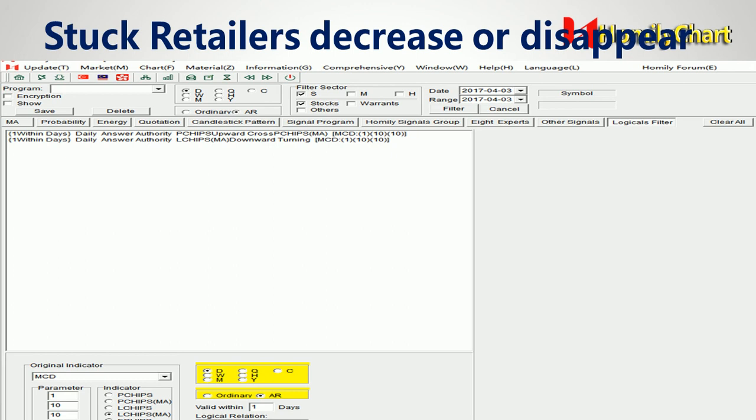So we can see the first one: green color decrease or disappear. Right. Okay, so how to set? The first one is for the logical chips. Moving average, downward turning. Why? Or logical chips less than zero, disappear. Less than zero also can, it's up to you, okay? But I use this one: logical moving average, downward turning. Downward turning means decrease. You should know.